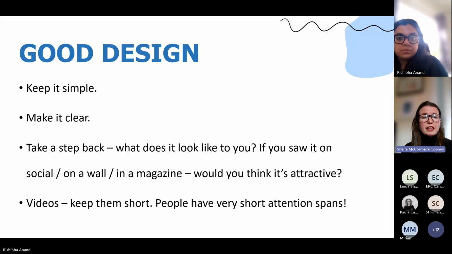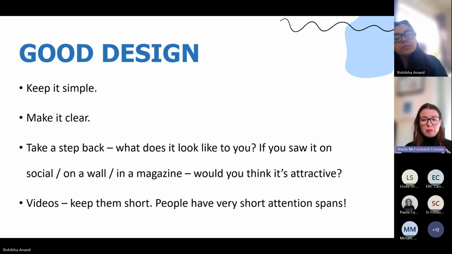Okay, so back to the idea of your message as well. We're talking about simplicity because we want to keep people's attention. We don't want to confuse people. We don't want to make it complicated for them to understand. So keep your design simple, make it clear.